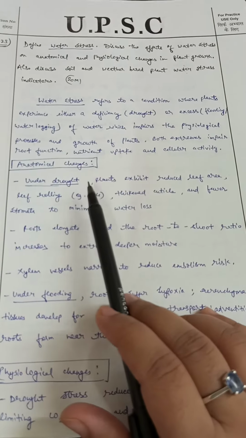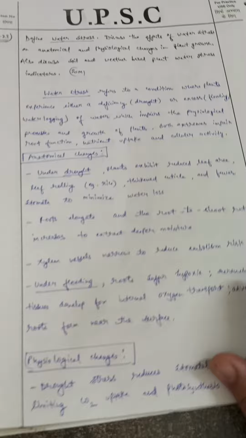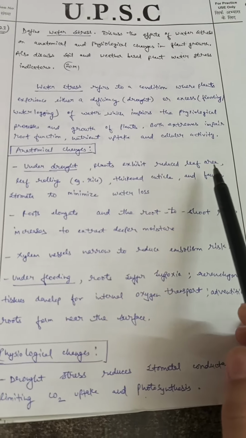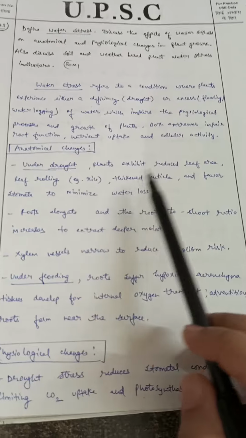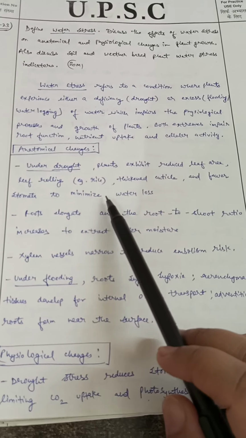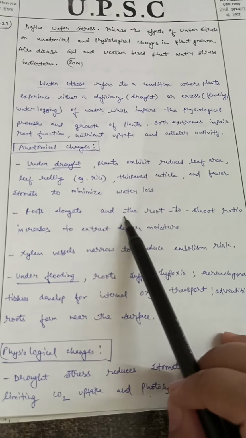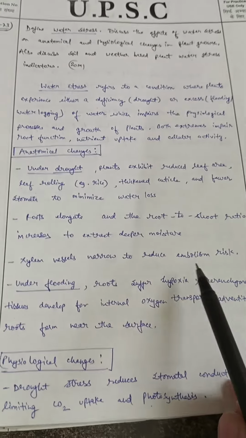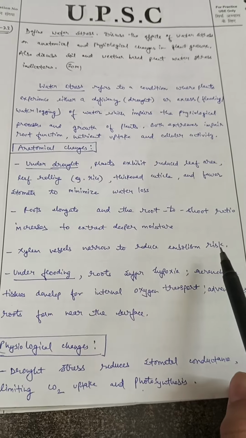Now what are the anatomical changes that occur due to water stress conditions? Under drought, the plants exhibit reduced leaf area, leaf rolling, thickened cuticle and fewer stomata to minimize water loss. Roots elongate and the root to shoot ratio increases to extract deeper moisture. Xylem vessels narrow to reduce the embolism risk.